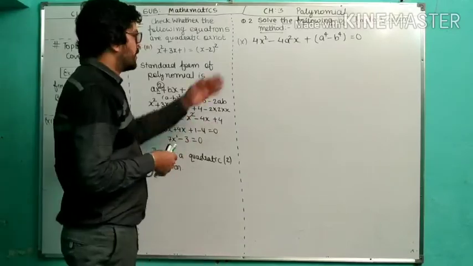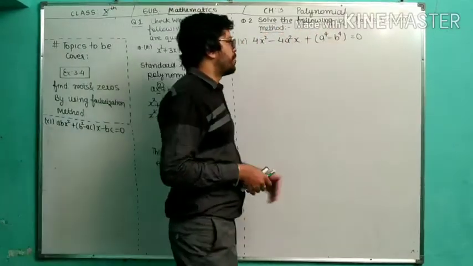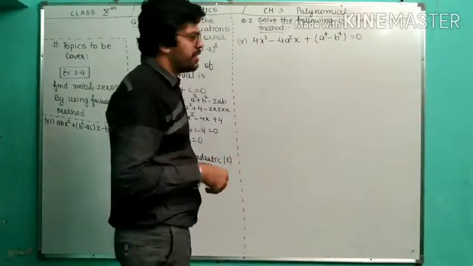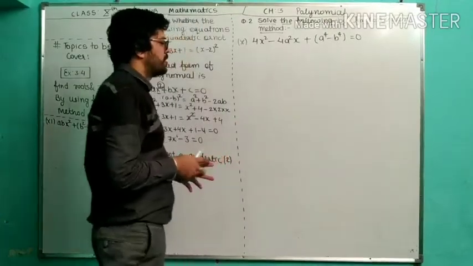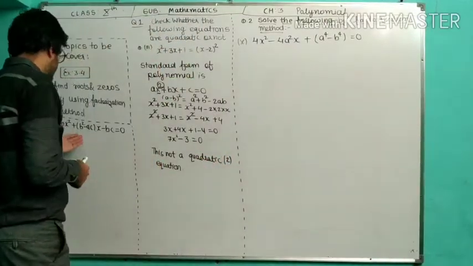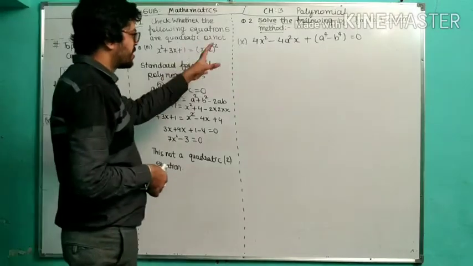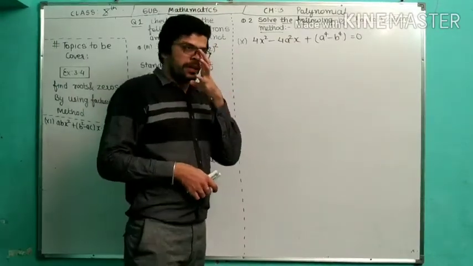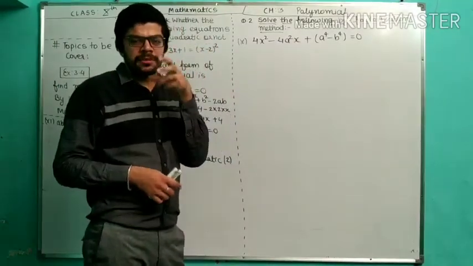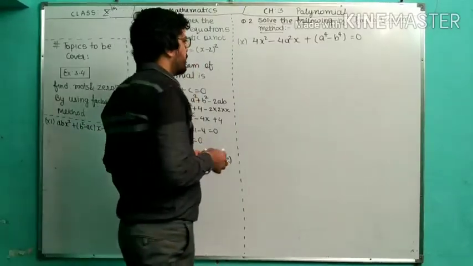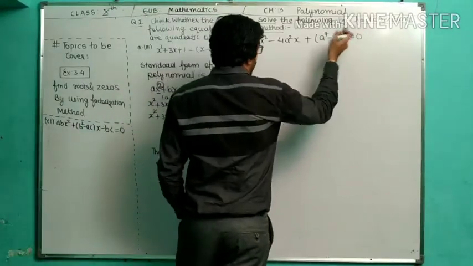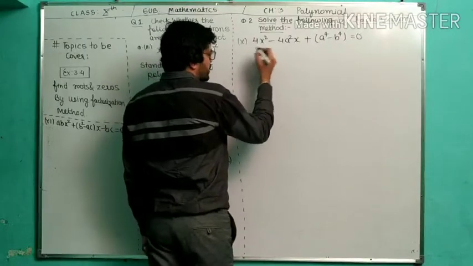CBSE pattern. So now we are talking about solving the following by the factorization method. This is an important question. This type of question is generally asked in the board patterns. I have taken some of the most important questions, in which we face many difficulties. So solve the following by the factorization method. How can we start here?